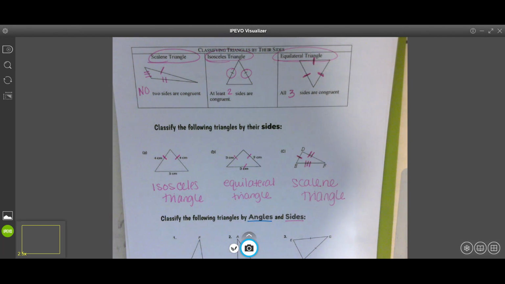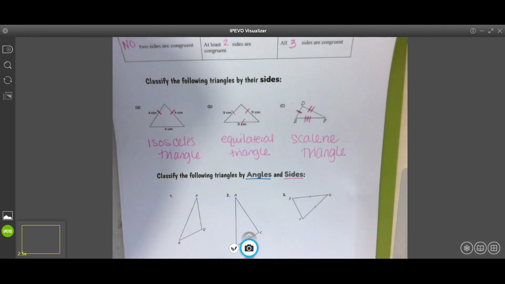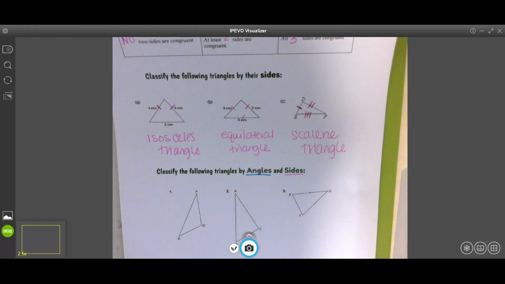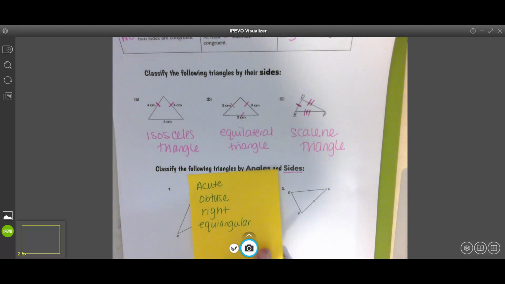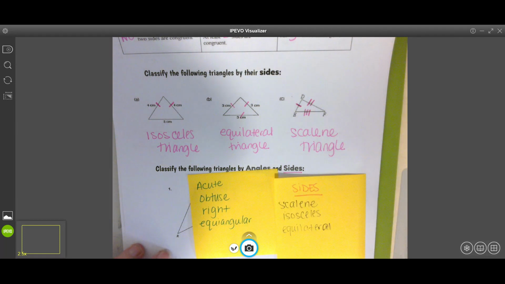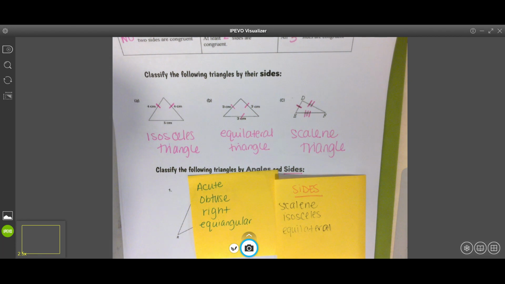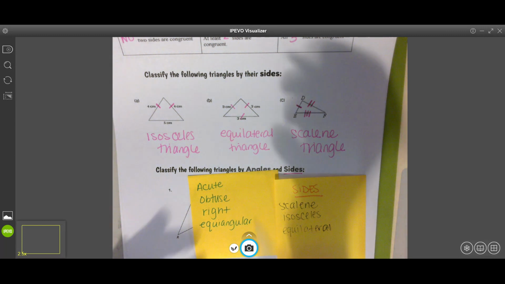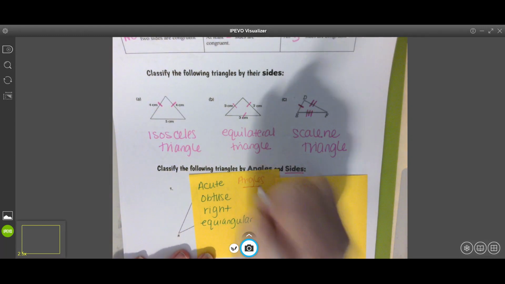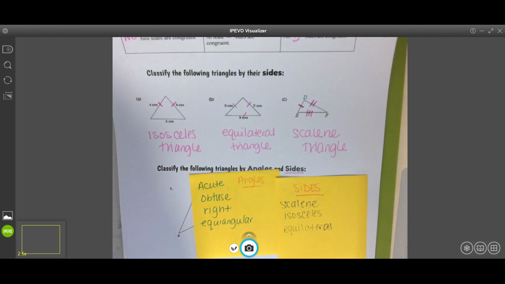All right, so I want to recap our vocabulary for our next 3. So we have sides and angles. So briefly, here is our angles. We have acute, obtuse, right, and equiangular. And we have our sides, scalene, isosceles, and equilateral. So remember when we classify triangles, we are capable of labeling them with angles and sides. So you should have 2 words for each triangle. And we're going to use these words in the next 3 examples. So again, make sure you do have these words down and you understand which ones are for angles and which ones are for sides.